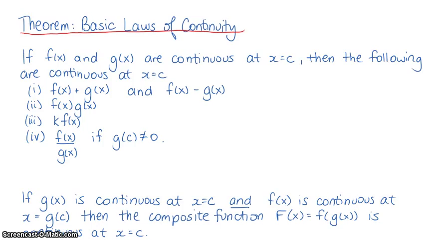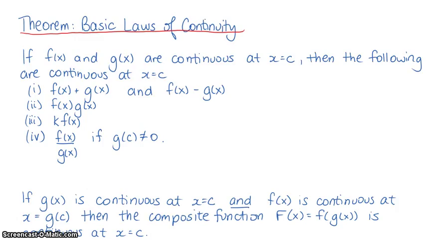Now, similar to the limit laws, we also have some basic laws for continuity. If f of x and g of x are both continuous at c, then all these laws are also basically true. Addition of two functions is also continuous. Subtraction of two functions is also continuous. The product of the two is continuous. A constant times one of them is also continuous. And the last one, division, again, as long as the denominator, when you plug in c, is not equal to 0.